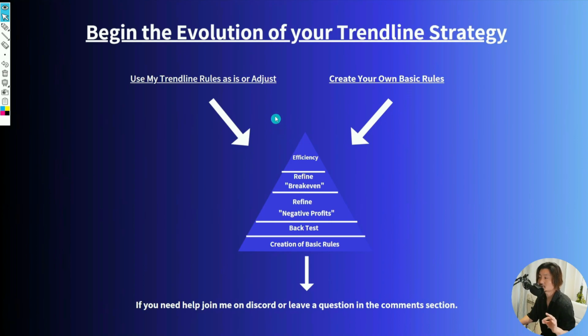But just remember to make sure that your basic rules have 0 unknown variables to it. Okay? Or else halfway down the line, it's going to begin to be very difficult to further make your strategy efficient. And most likely you're going to have to start all over. Okay? And the most important thing is, as you go through the evolutionary process of your trendline strategy, if you ever have questions about price action trading or the evolutionary process, leave a question in the comments section or join me on Discord, guys. And I'll be happy to give you advice or share my experiences through the evolutionary process of a strategy.